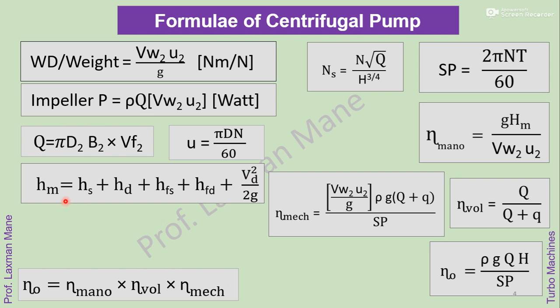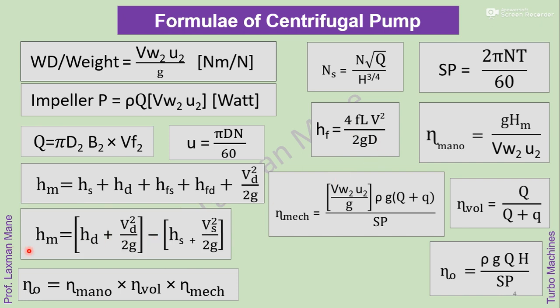Manometric head is equal to Hs plus Hd plus Hfs plus Hfd plus Vd square by 2g. This formula is applicable when all the values are given as absolute, where Hf is given by the formula 4 f L V square by 2 g D. Manometric head formula when all the values are given as gauge pressure: first bracket Hd plus Vd square by 2g minus second bracket Hs plus Vs square by 2g.